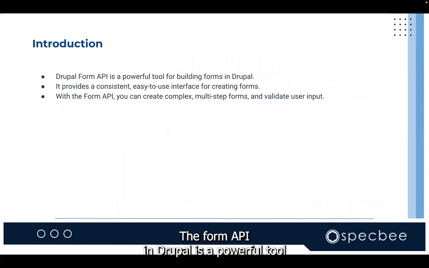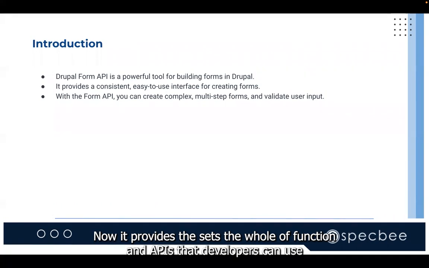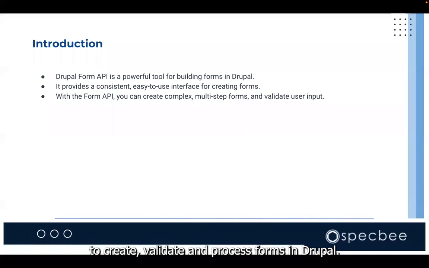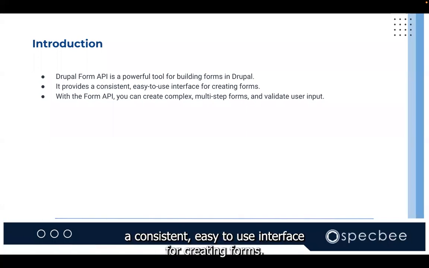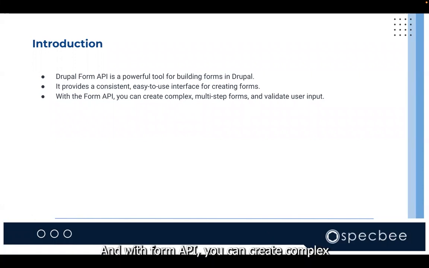The Form API in Drupal is a powerful tool that allows developers to create and manipulate forms easily. It provides a set of functions and APIs that developers can use to create, validate, and process forms in Drupal. Basically, it also provides a consistent, easy to use interface for creating forms. With Form API, you can create complex multi-step forms and we can also validate user inputs.